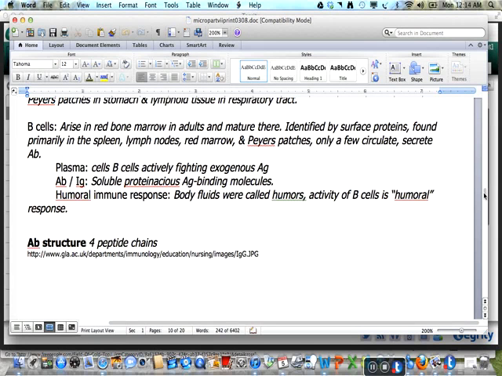Plasma cells are the clones of B cells actively fighting exogenous antigen. The antibody, or immunoglobulin, is the soluble proteinaceous antigen-binding molecule. This is sometimes referred to as a humoral response, since the body fluids were called humors and is what is carrying these immune responses.